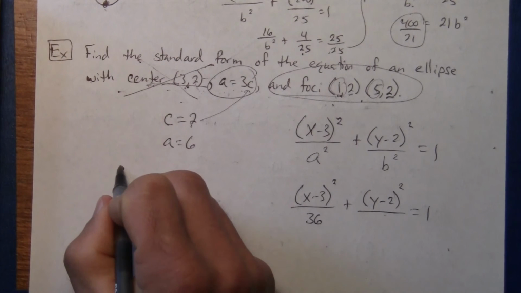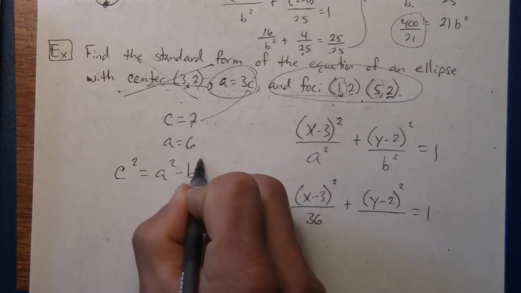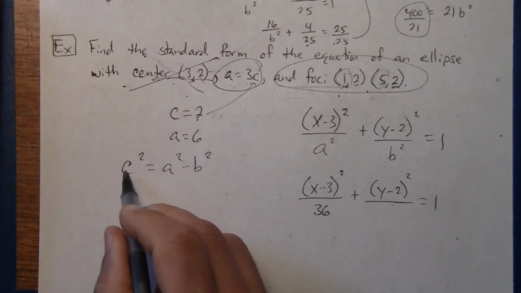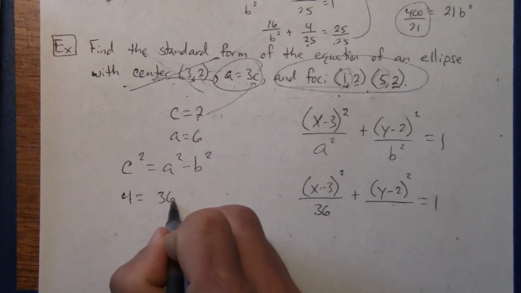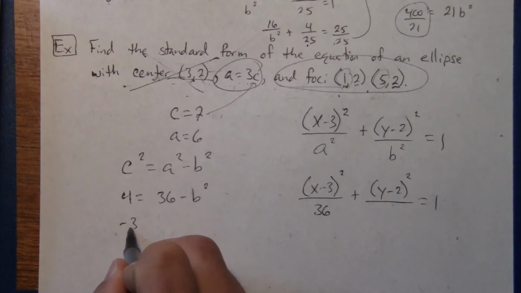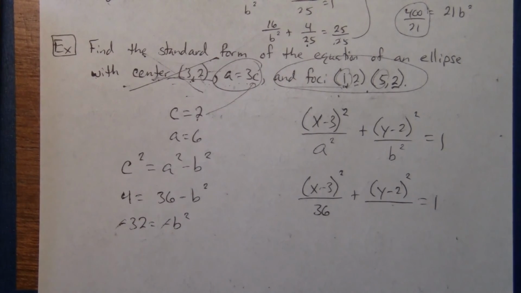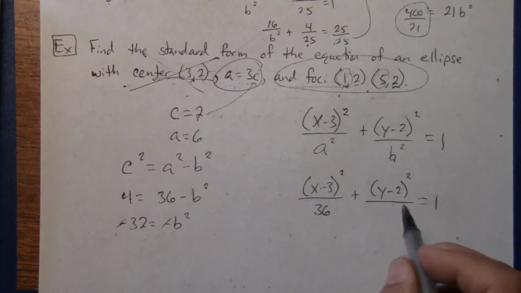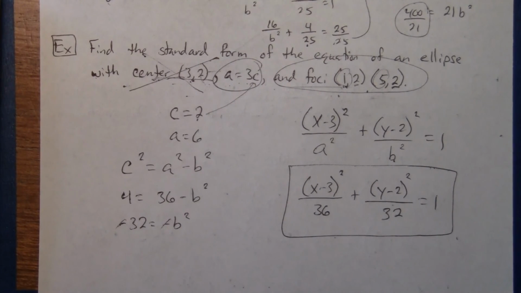Well, it's an ellipse. I know c, I know a, so chances are I should be using that formula. So c squared, which would be 4, is going to equal a squared, which would be 36, minus b squared. Go ahead and subtract 36. I get negative 32 is equal to negative b squared. Double negative, so I can cancel those. Chances are your instinct's telling you to take the square root. I actually don't need to. I need to know what b squared is. 32 is my b squared, and there's my equation.